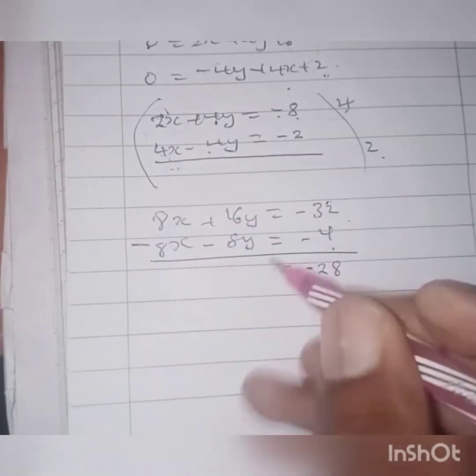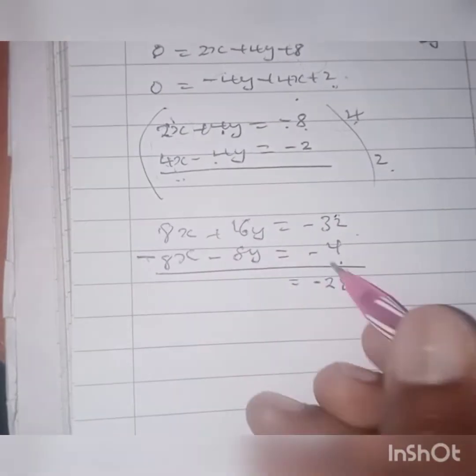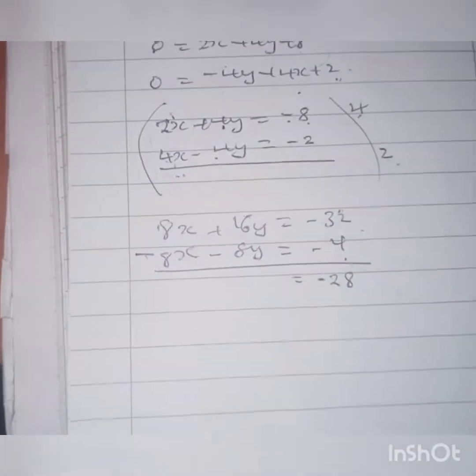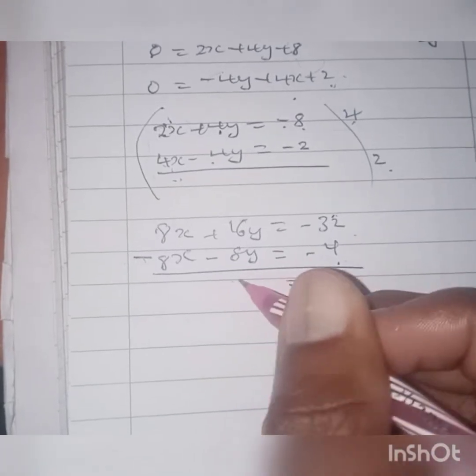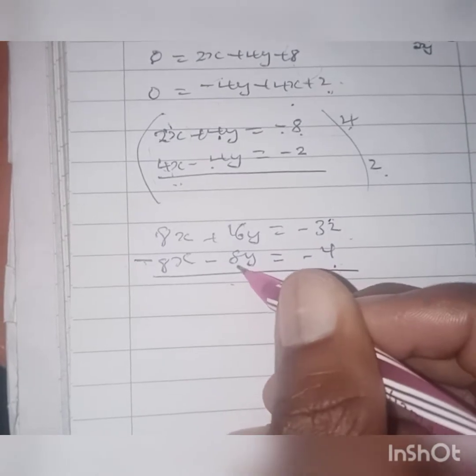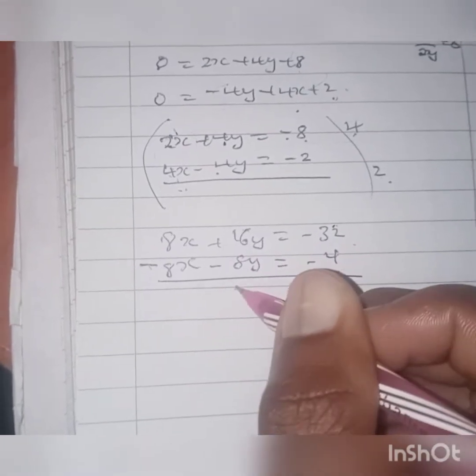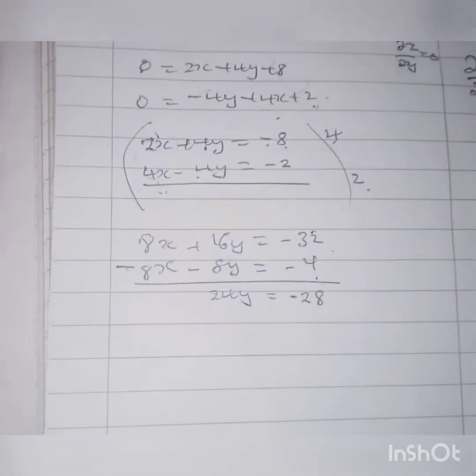Then 16 minus minus 8 will be 16 plus 8, so you just add 8 there, which is 24. So it will be 24y.